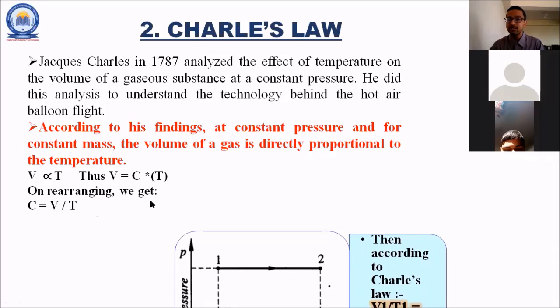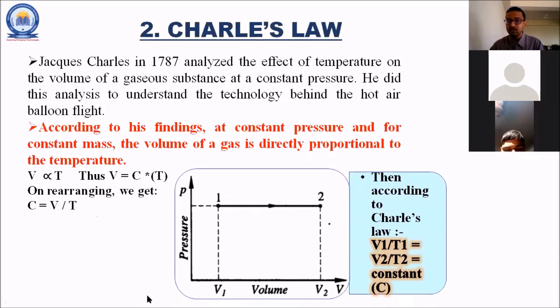So now let us understand on the basis of the PV diagram. So this is the PV diagram. For Charles' law, we are seeing that the pressure remains constant at initial state 1, final state 2. According to Charles' law, we are writing down the equations. V1 by T1 is equal to V2 by T2, that is equal to constant. Same as what we have done in the method in Boyle's law, the initial conditions is equal to the final conditions. So indirectly we can note down C is equal to V by T.